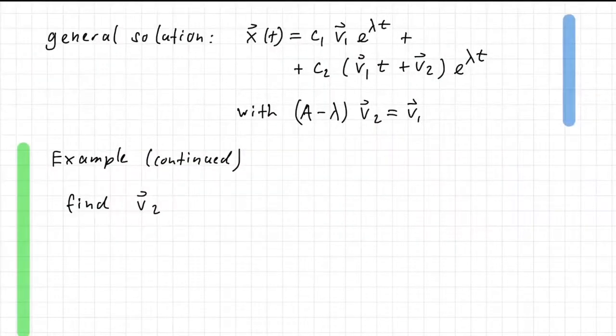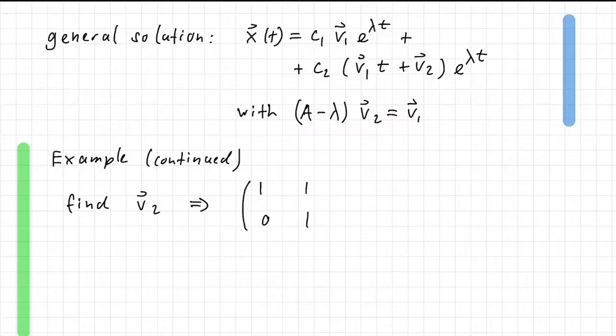So I just repeated here what the general solution is. The general solution is the one that we are familiar with already, just the eigenvector times e to the eigenvalue times t. And then the more special solution that we were writing down on the previous page, where the vector v2 obeys this equation here. What we now need to do is find v2. And this we do by writing down the equation explicitly. So we have A minus lambda. Remember, A was 1, 1, 0, 1, and lambda was also 1.